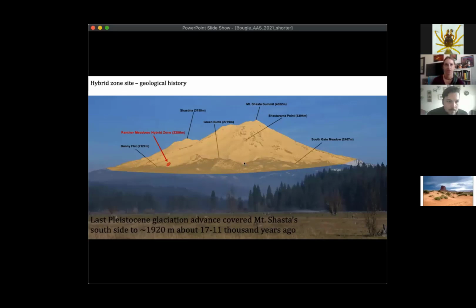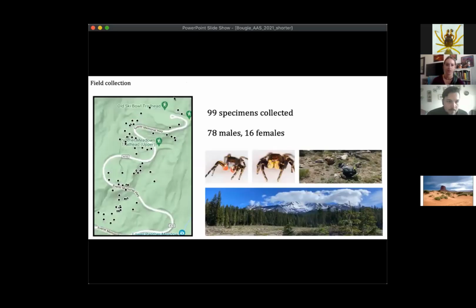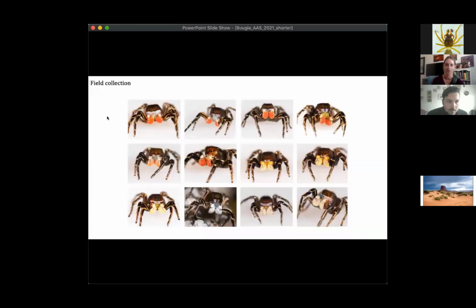Okay, so we went out to collect these spiders in this hybrid zone, and these black dots are just where we collected all of the individuals from, ranging up and down the zone. We ended up with 99 total specimens collected, with 78 males and 16 females. And naturally, for the americanus subgroup, the diversity of spiders that we found was a little bit crazy. There were a lot of different hybrid types and diversity within male morphologies. The types of traits that they shared among both parental types was remarkable.